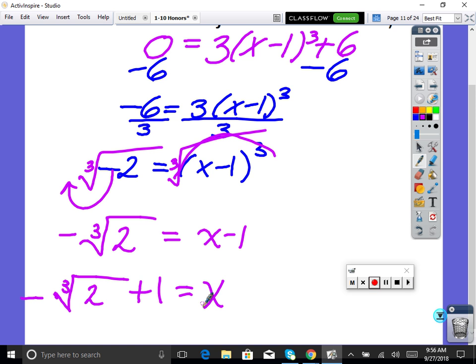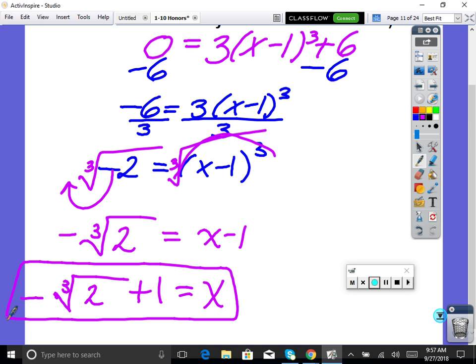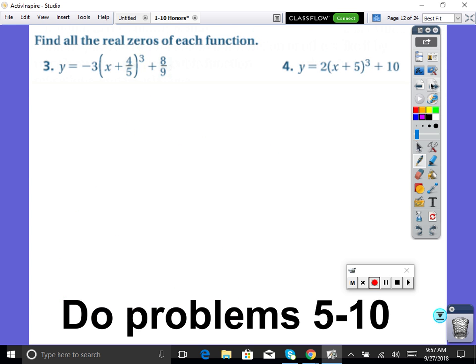Does this cube root simplify? No, so we're done. I want an exact answer. If the cube root did simplify, you'd keep going. Does that make sense? Okay, now, if it was a fraction, you would split up the fraction from the top and bottom and see if it simplifies. Okay, sweet.